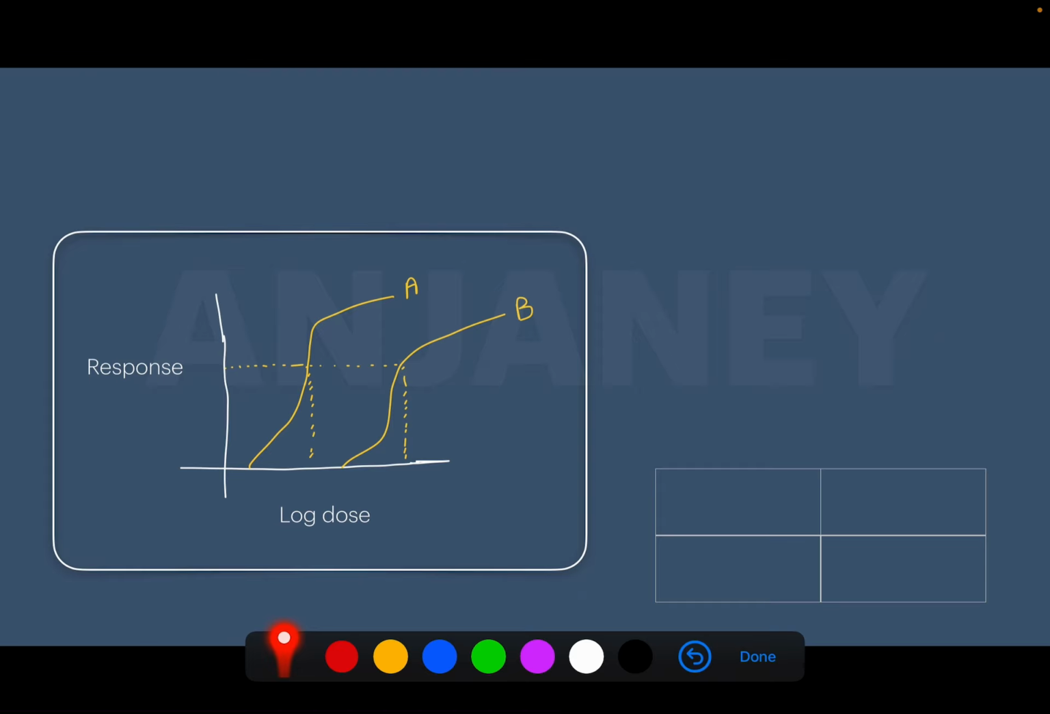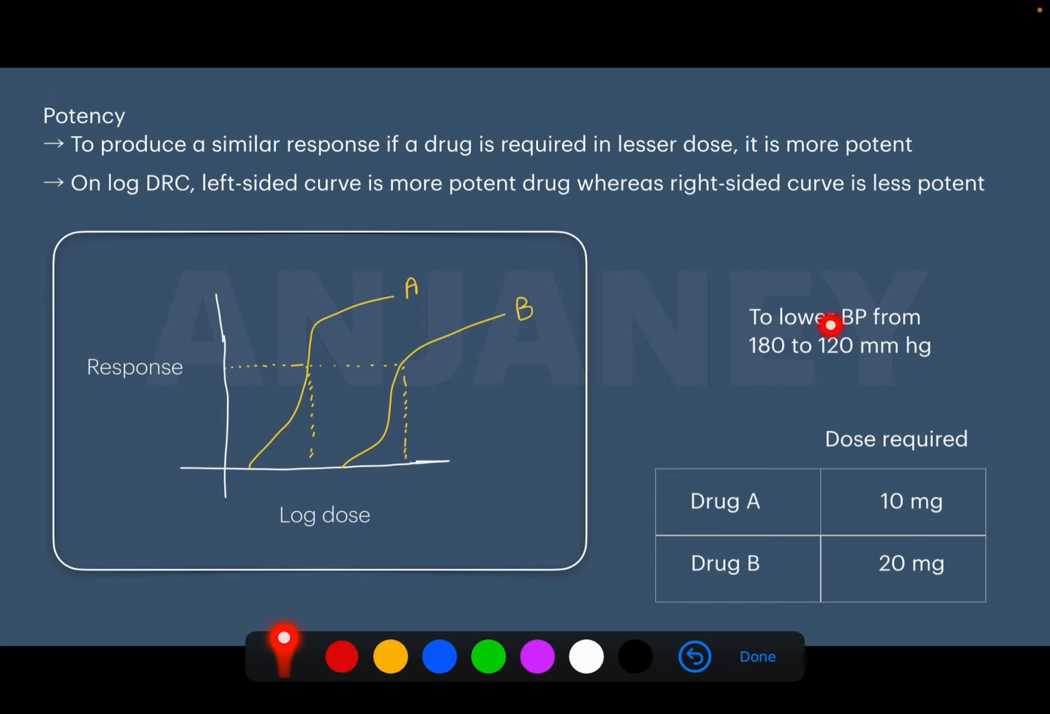Now see, here are two drugs, drug A and drug B. If I want this much response or this much effect, drug A is giving it at a low dose, while B is taking a higher dose to produce the same response. So A is more potent than B. Let's say if I want to lower BP from 180 to 120, then drug A takes 10 milligram, B takes 20 milligram to do the same function. So B is less potent.